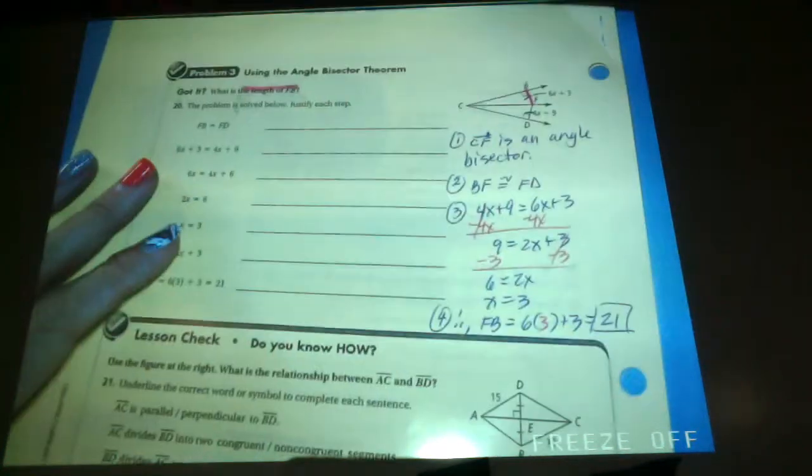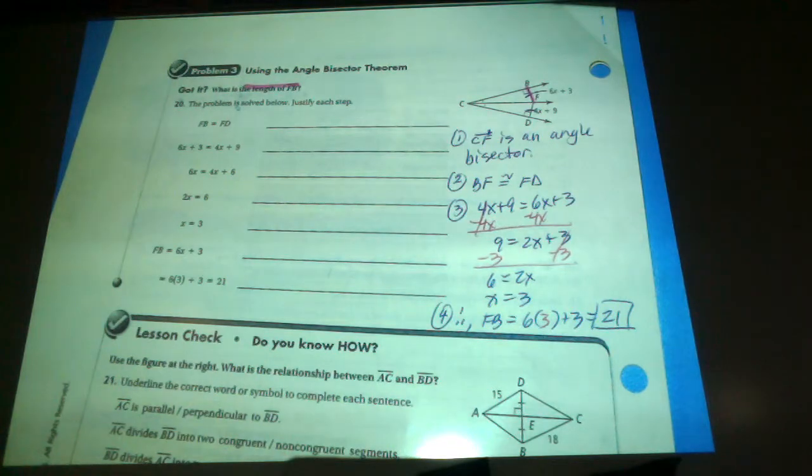What did we get? What did you get for the value of x? 3. And what did you get for the value of FB? 21 is correct. So those are just easier examples of what you're going to get in your homework. The last thing I want you to do is do your lesson check. So look at lesson check number 21. I want you to answer the following questions. See if you get it. Look at the picture to the right.